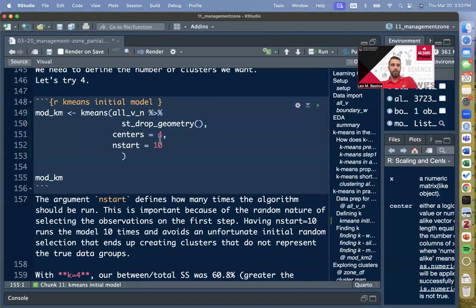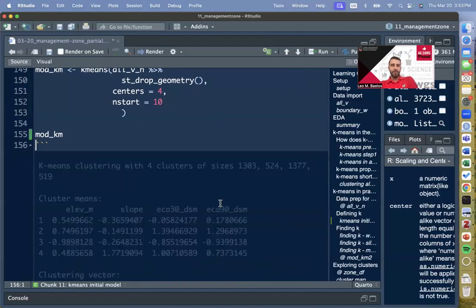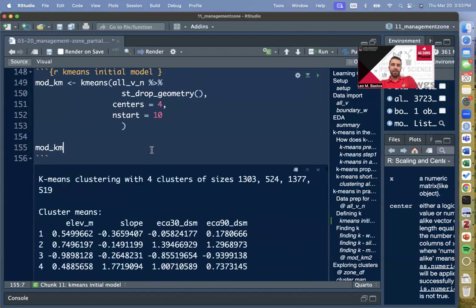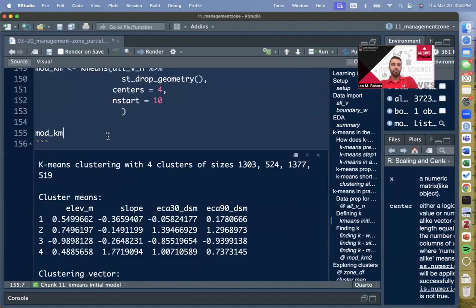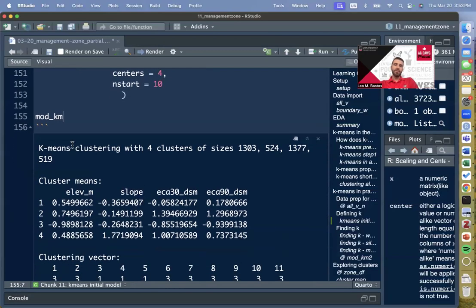All right, so if you run that and print, it runs very quickly, as you saw. And then if we just print that object, it has a few different things for us to inspect. It's a different way of looking at it. It says k-means clustering with 4 clusters, and then it gives us how many observations of our total data set were classified in each one of those clusters.